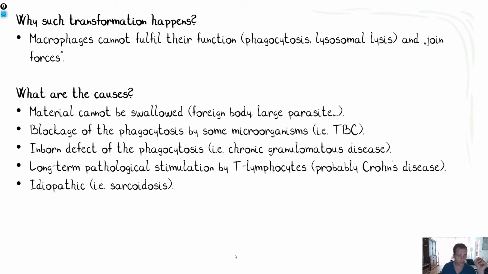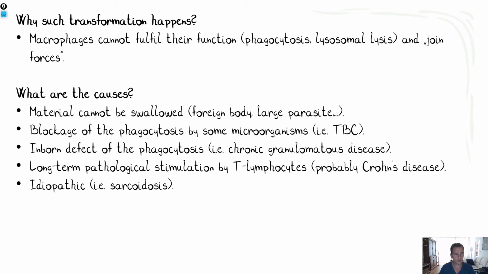Why does this happen? I mentioned it in the beginning. For some reason, the macrophage cannot fulfill its function, which means swallowing, phagocytosis, and subsequent lysosomal lysis. And because of that, the macrophages join forces, and they transform morphologically. They will start to look like epithelial cells. So they transform themselves into epithelioid macrophages, and they create a group which we call a granuloma. And in some cases, they also create multinucleated forms.